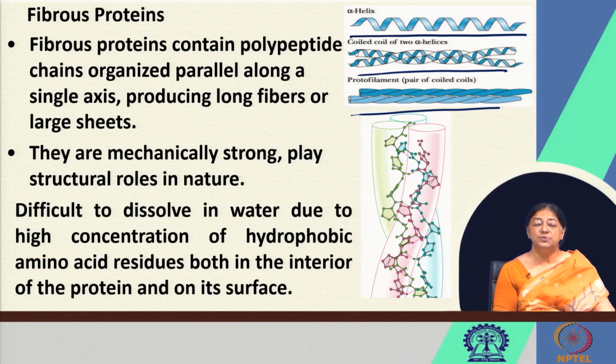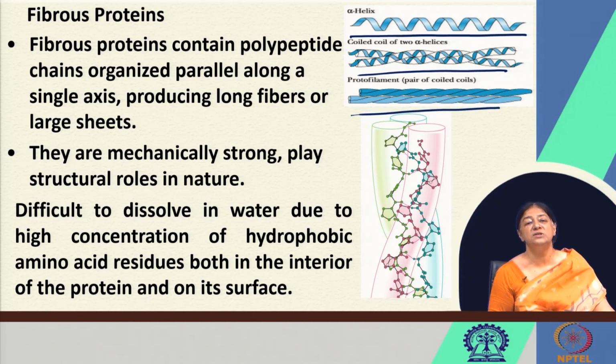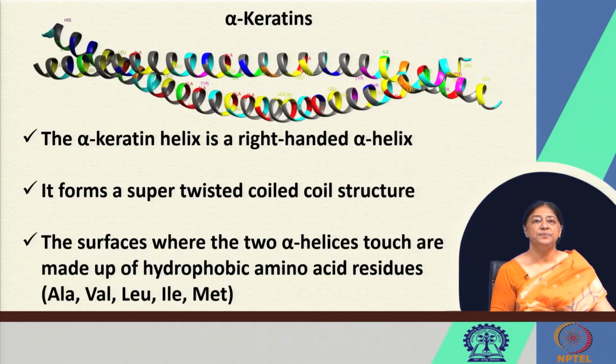Now, these, as we can understand, because of their fibrous nature, are difficult to dissolve in water because of the high concentration of hydrophobic amino acid residues in the interior of the protein and on its surface. So, here again we realize that the type of amino acid is important in deciding how the protein is going to behave. So, the fact that we have an insoluble type of mechanically strong protein fiber indicates that there are a larger amount of hydrophobic amino acid residues in this particular sequence.